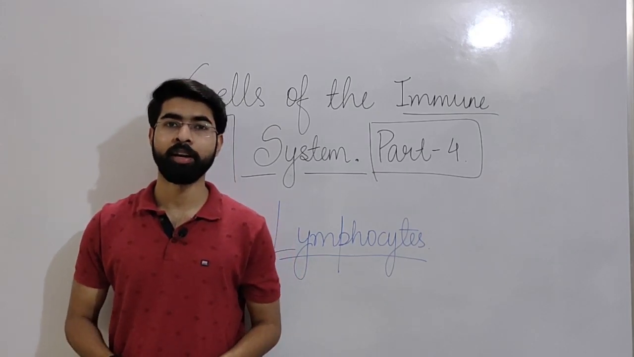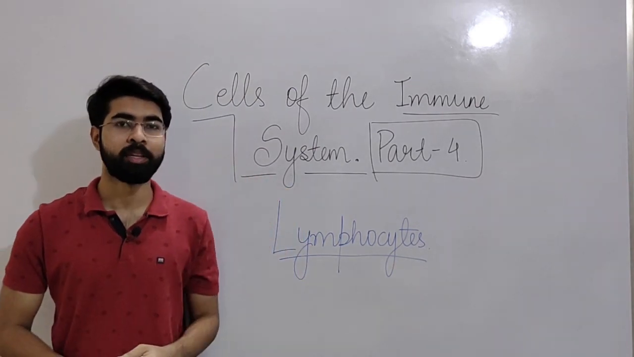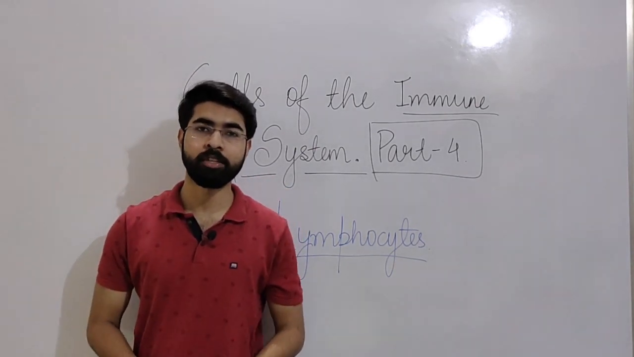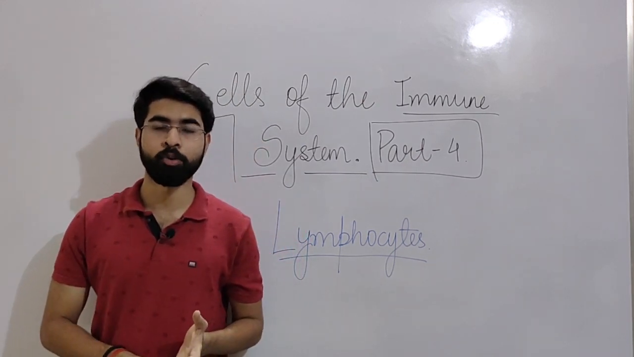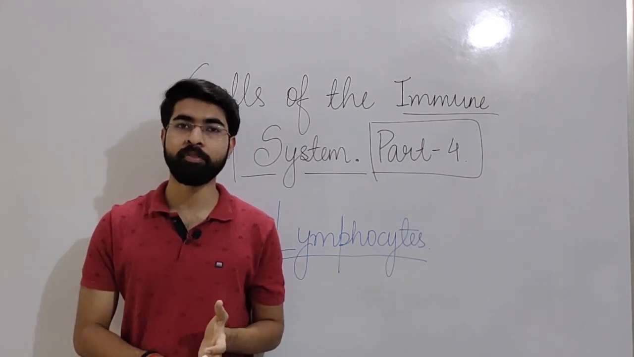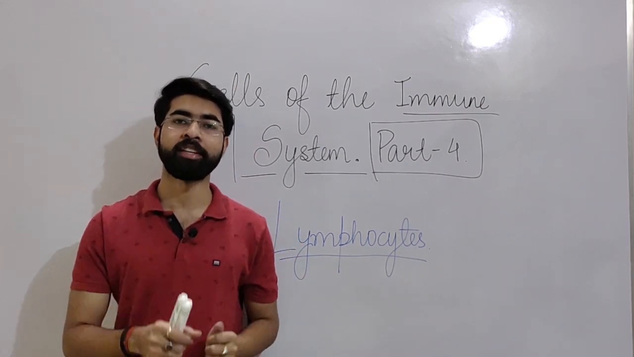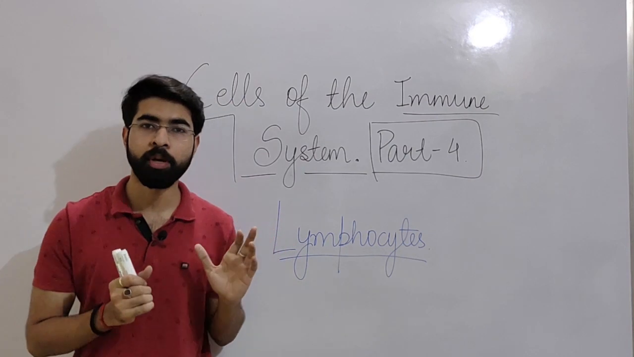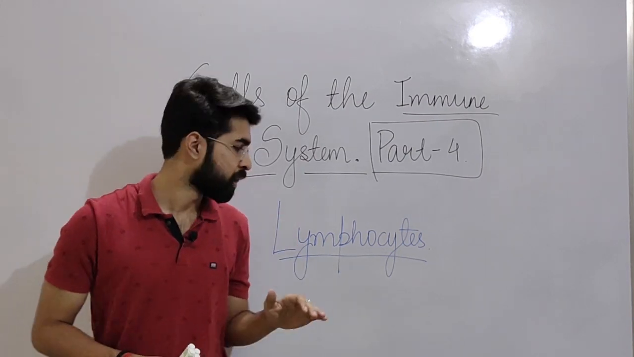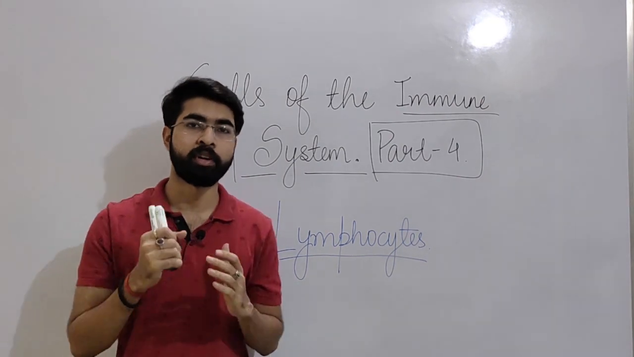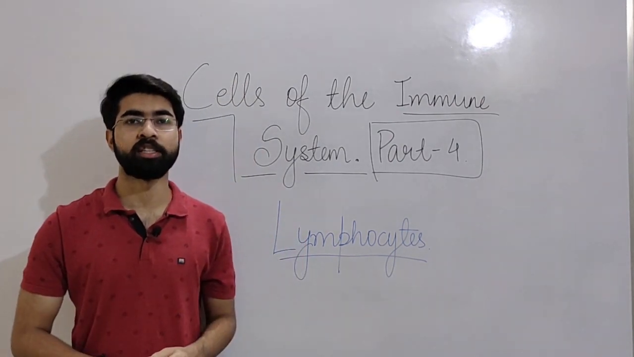I am Aman from BioEd and welcoming you to a new video tutorial on cells of the immune system. This is going to be part 4 of the cells of the immune system. In the first 3 parts we have discussed phagocytes and mononuclear phagocytes. In the second part we discussed granulocytes, and in the third part we discussed antigen presenting cells. In part 4 we are going to discuss lymphocytes, their different classification, their job, their role, everything we are going to discuss in this video.